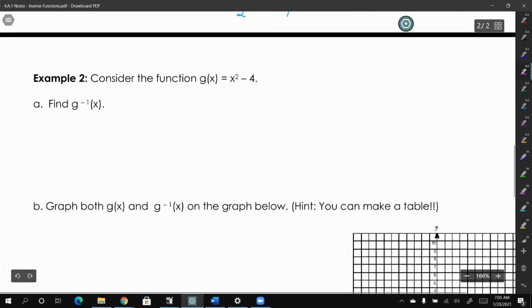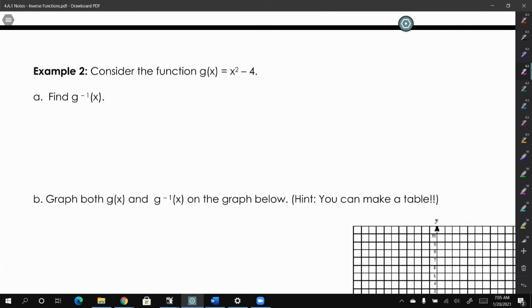Now, example number 2, consider the function g of x equals x squared minus 4. We're going to find the inverse. Now, in problems like this, you may see an additional part of the directions that will say x is greater than or equal to 0. And we'll talk about that in a second.